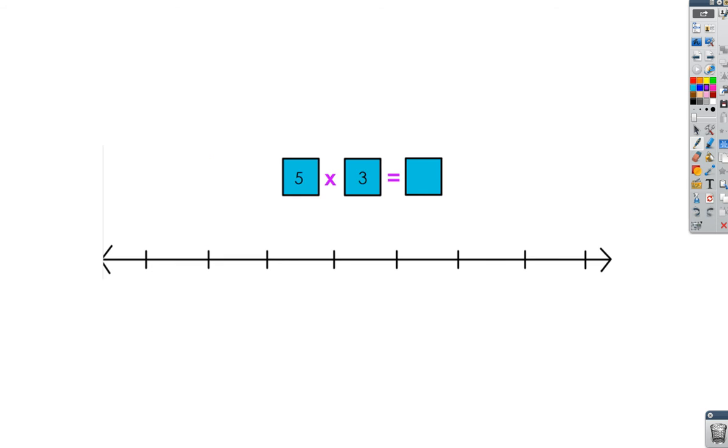Now we're going to do the model backwards. This time I'm going to give you the problem, and you need to set up your model.